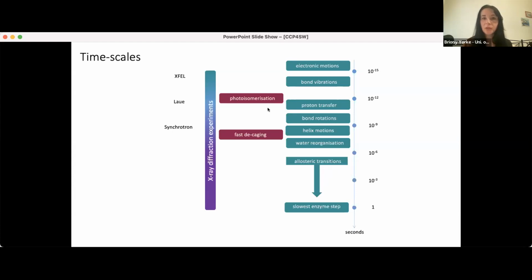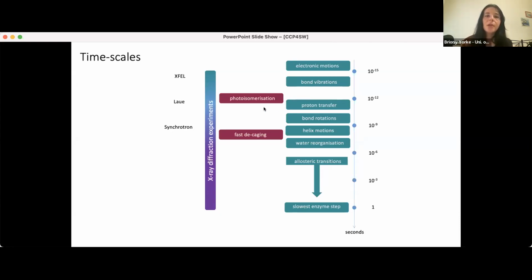Something really, really important is photoisomerization. So for the photosystems, for the photoactive yellow protein, photoisomerization occurring on the sub-picosecond timescale is very, very interesting. But there's lots that we want to see below this. We're interested in looking at proton transfer, bond rotations, helix motions, reorganizations of water, and then we get slower and slower, down into allosteric transitions and the slowest enzyme steps occurring over seconds.